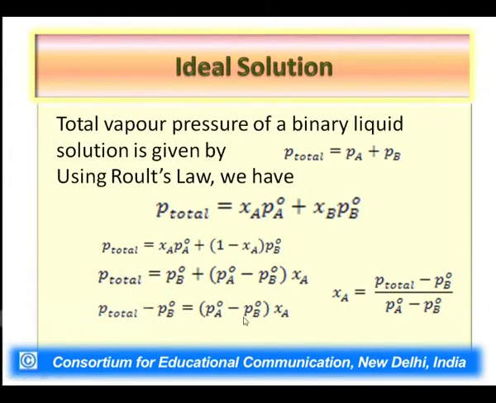So, now we can take this bracket term to the denominator of the left hand side, LHS. So, what we get is XA equal to P total minus PB naught divided by PA naught minus PB naught.